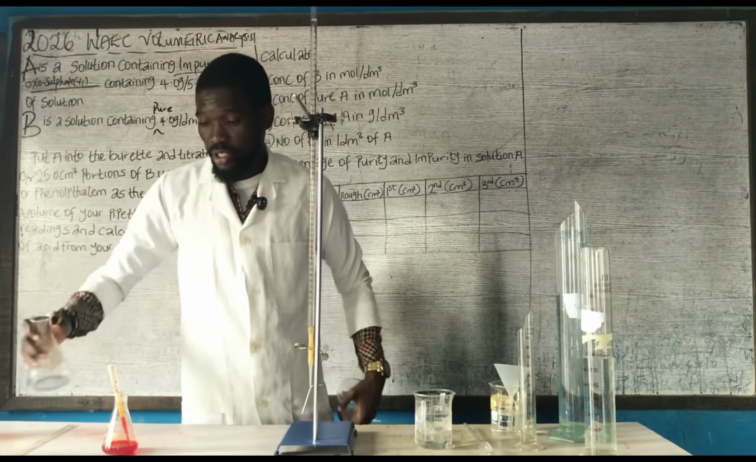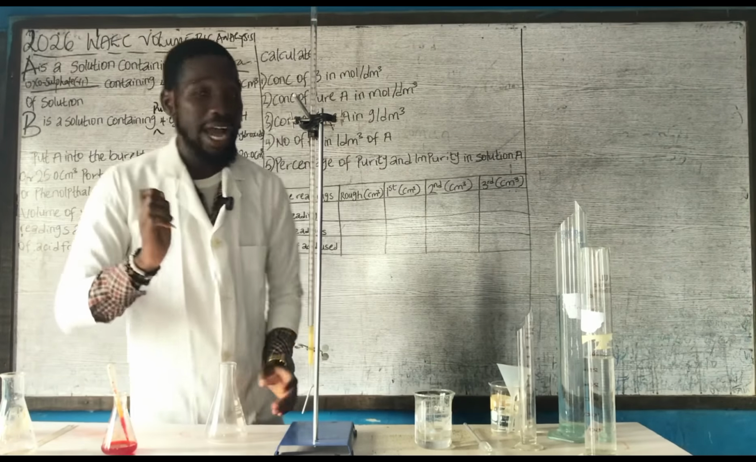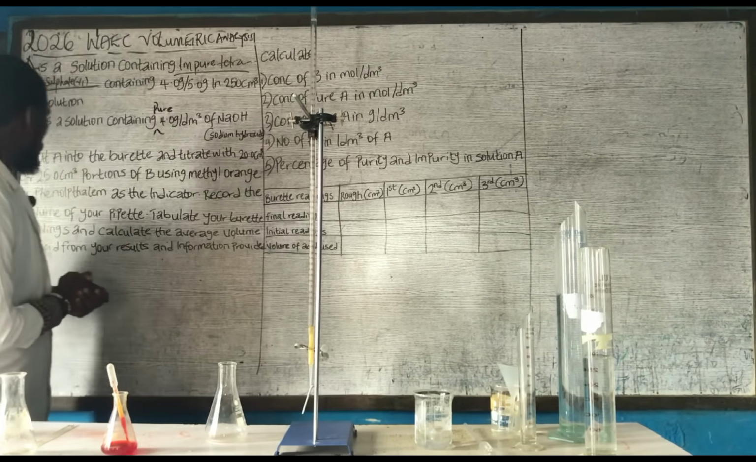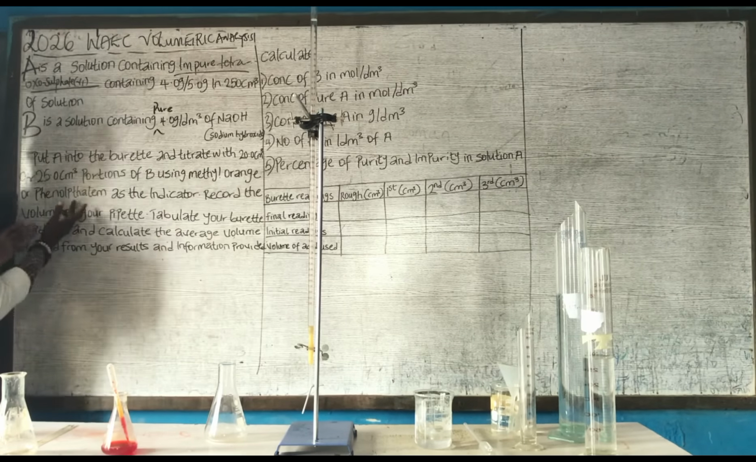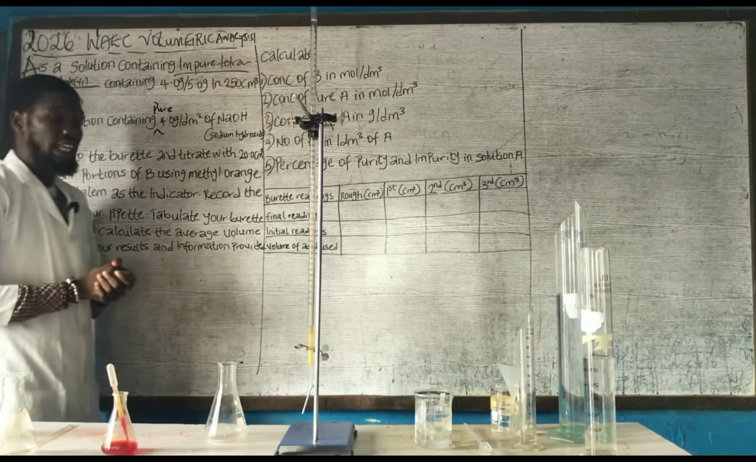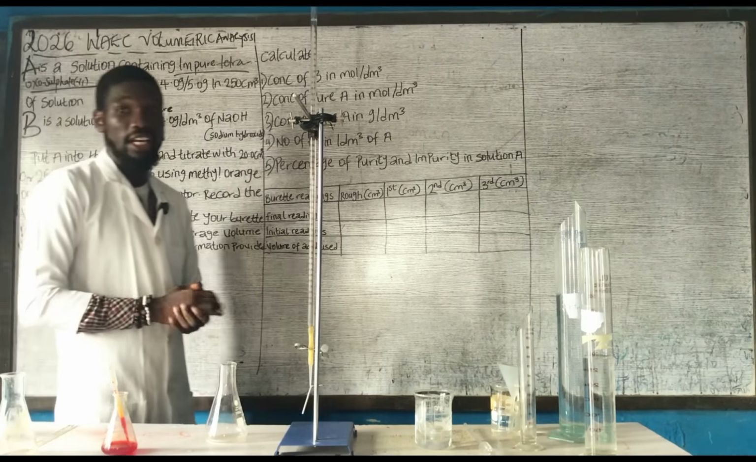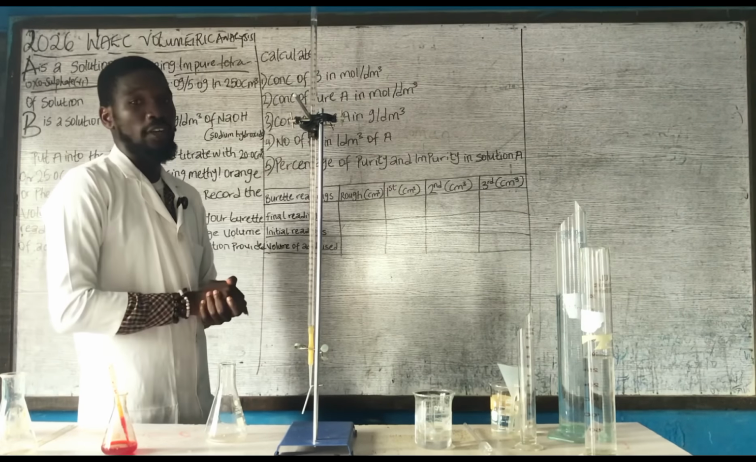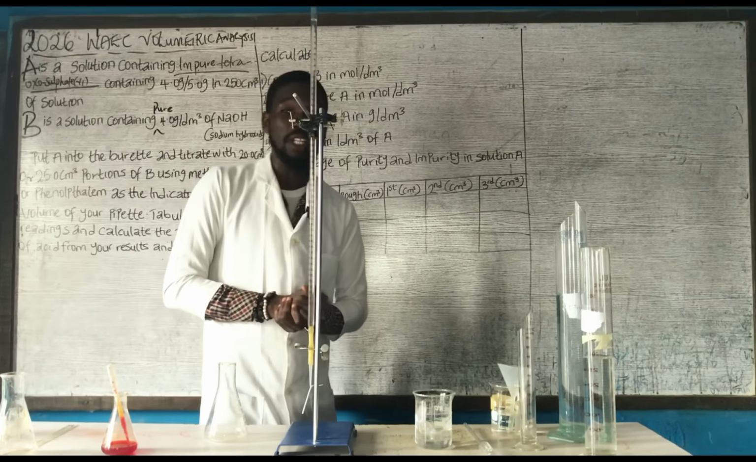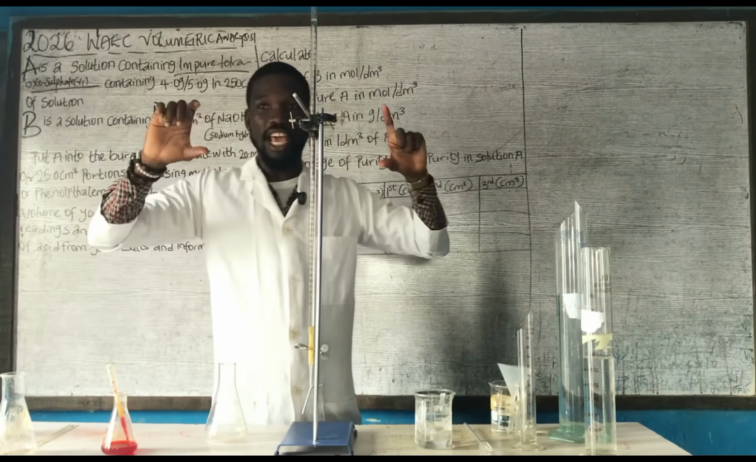Now we have this. So pick one of these conical flasks. Now here is our methyl orange. I made mention that we can make use of either methyl orange or phenolphthalein. So if time permitted, I will drop a video using phenolphthalein. But for those of you using phenolphthalein out there, you'll have a clear solution.